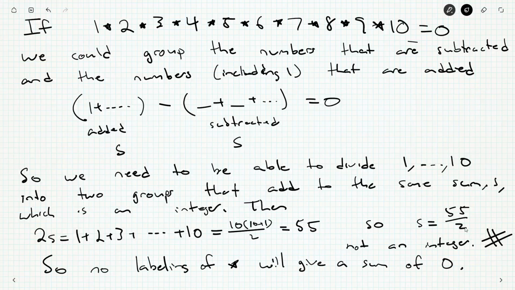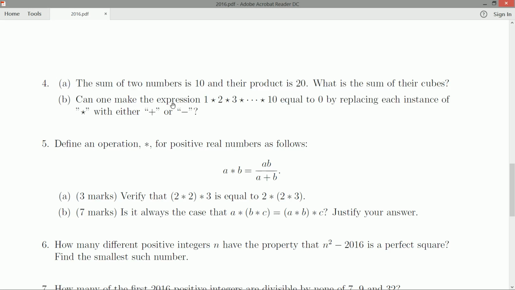We've shown that. If there were one, we'd have to be able to split the numbers like this so they add up to the same amount. Then if we added up all the numbers, it'd be twice that amount, but then that would be 55. We know this amount has to be an integer because it's a sum of integers. If you feel the need to, you can add that in. But then 55 over 2, not an integer. Well, there we go. Not a bad question. I like that. It's a good question.